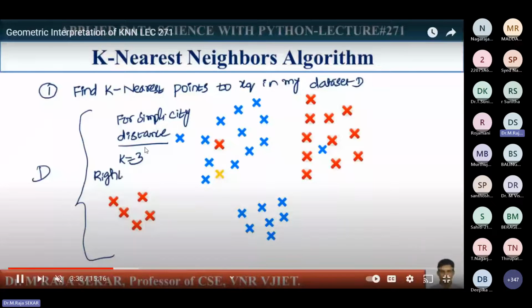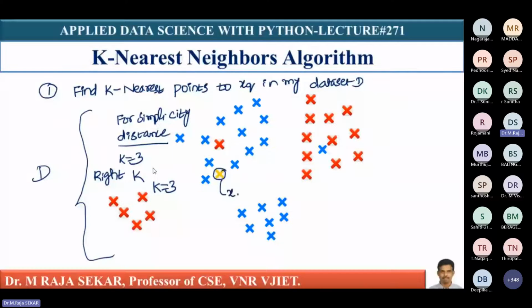You may ask me, how do you know whether K equal 3 or 4, 5? I will discuss how to find the right K. There is something like cross validation. I will discuss cross validation in my next lecture, maybe tomorrow's lecture. There is something like 10-fold cross validation, K-fold cross validation. There I will discuss how to find the right K. For the time being, just assume K equal to 3.